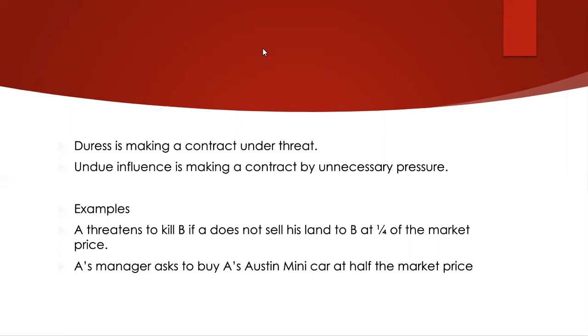The second one is very common, undue influence. Say you're working in a company, and your boss is very much attracted to your car. Let's say it's a Volkswagen or an Austin Mini or something, a collector's item. He's very much into your car, and he offers to buy your car at a far cheaper rate than the market rate.